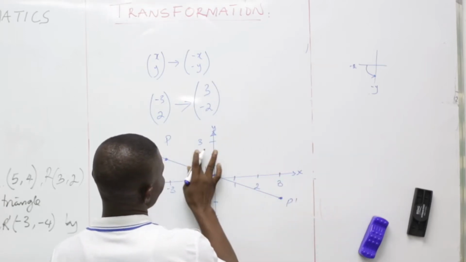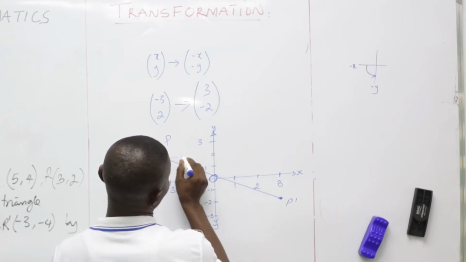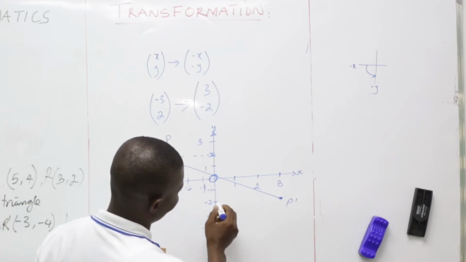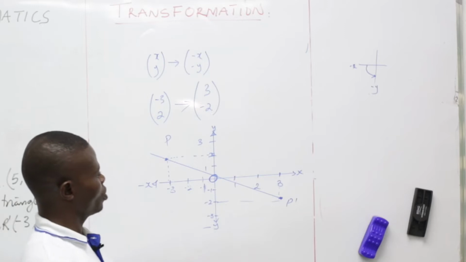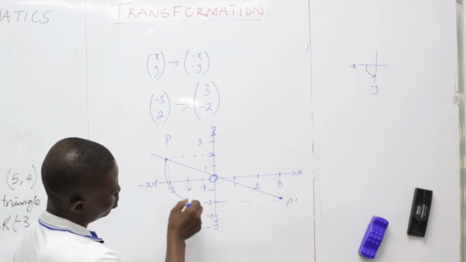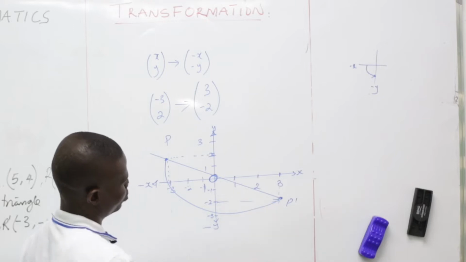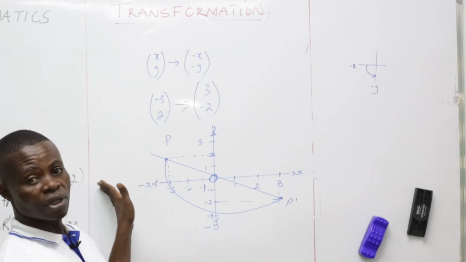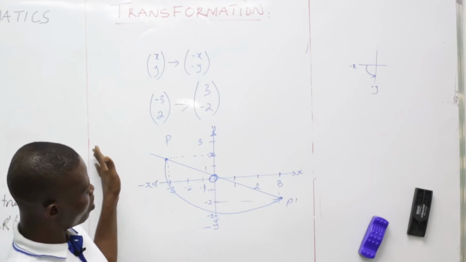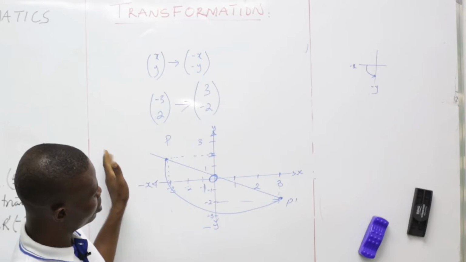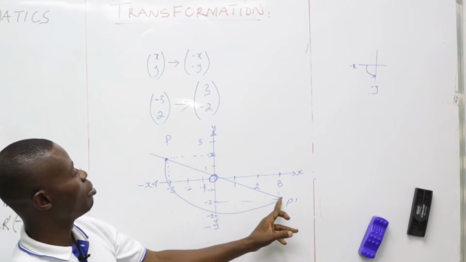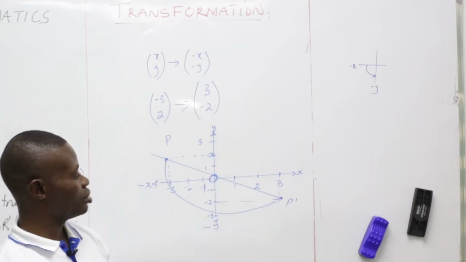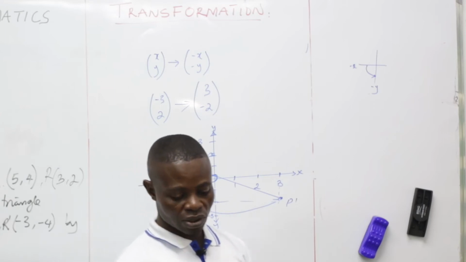Minus 3 against 2. Okay, see the movement. So that's the movement when it is half turn. So our image now is what? -2, 3, -2, 3 against 2. So that's the solution to that question.